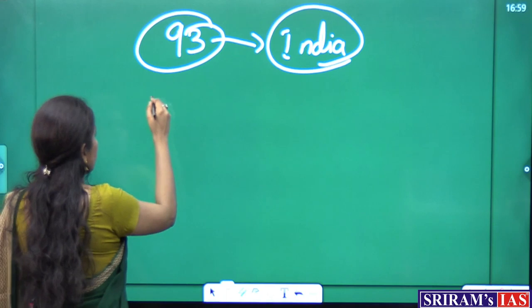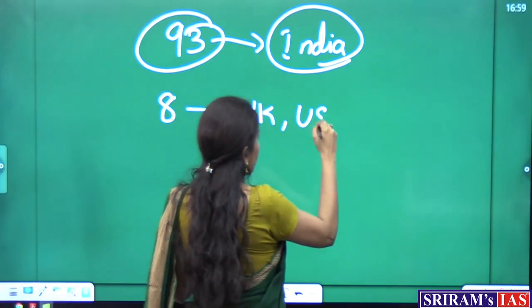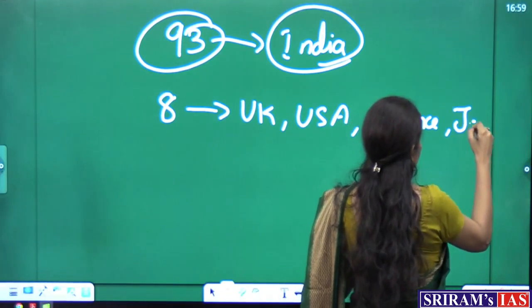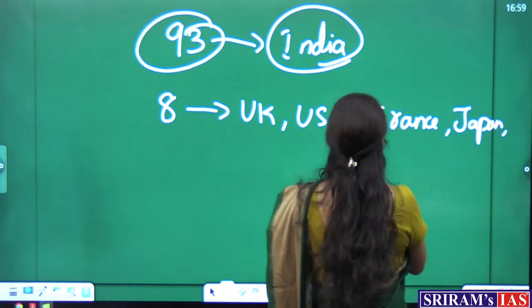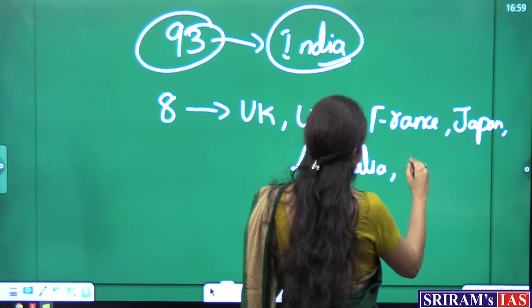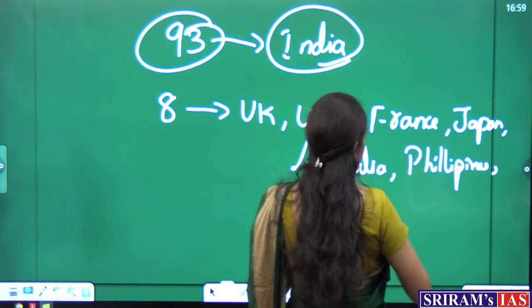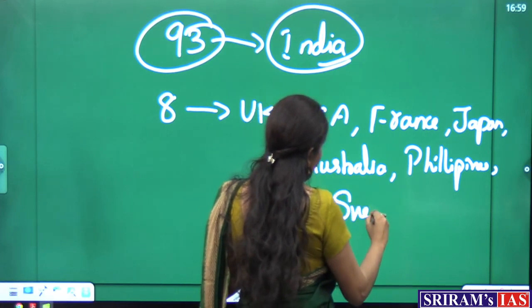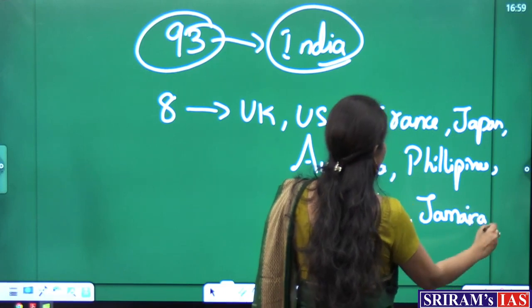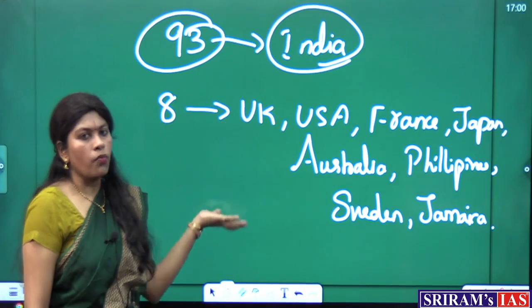The founding members are only 8 countries. Okay, UK, USA, France, Japan, okay, Australia, I am writing Australia, and Philippines, okay, then Sweden and Jamaica. So, these are the founding members. This you can just read. It's not necessary that you have to remember all of it, but India is a member of ICRI.